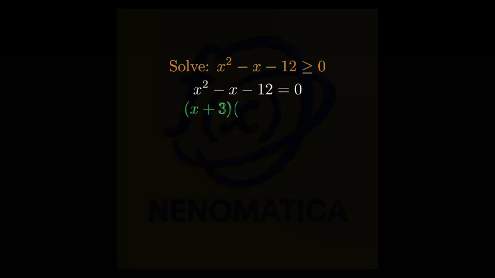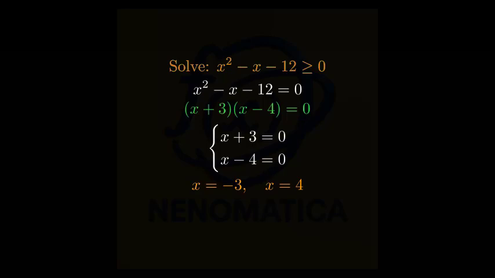In this lesson, we will solve the quadratic inequality x squared minus x minus 12 is greater than or equal to 0. We'll proceed in 3 clear steps: factor to find the roots, determine the sign of the expression on a number line, and then write the final solution set. Step 1. Treat the inequality as an equation to find the roots.